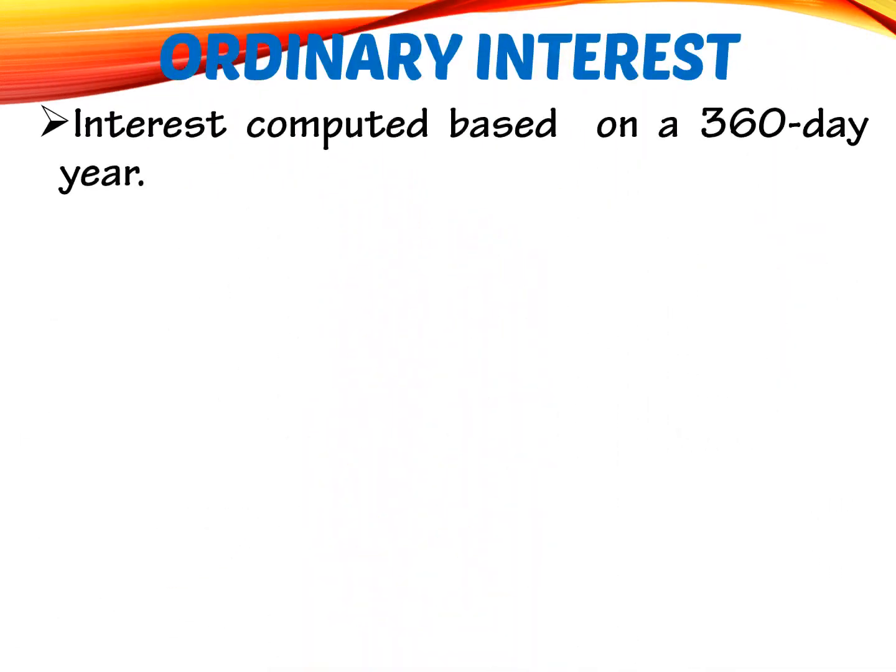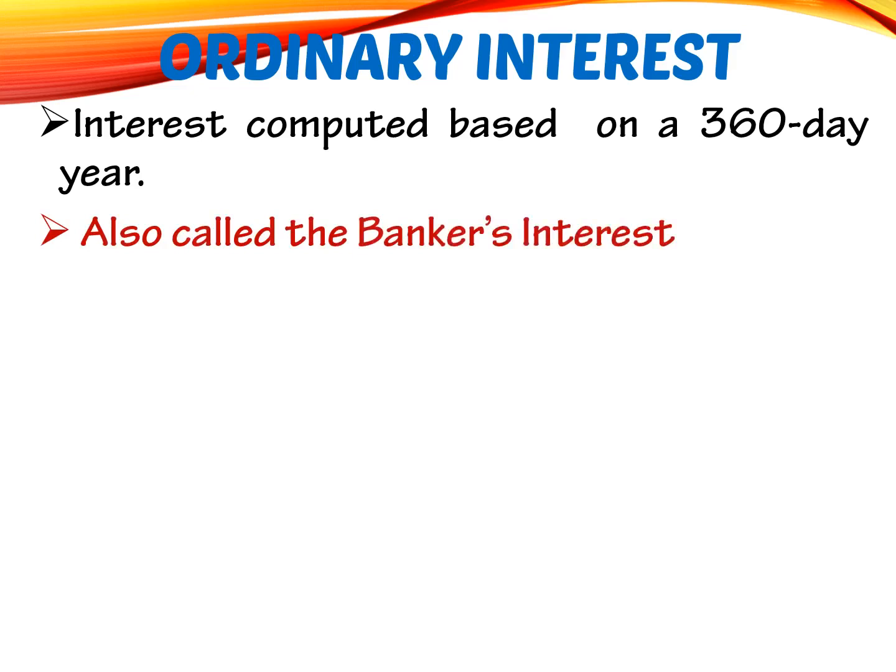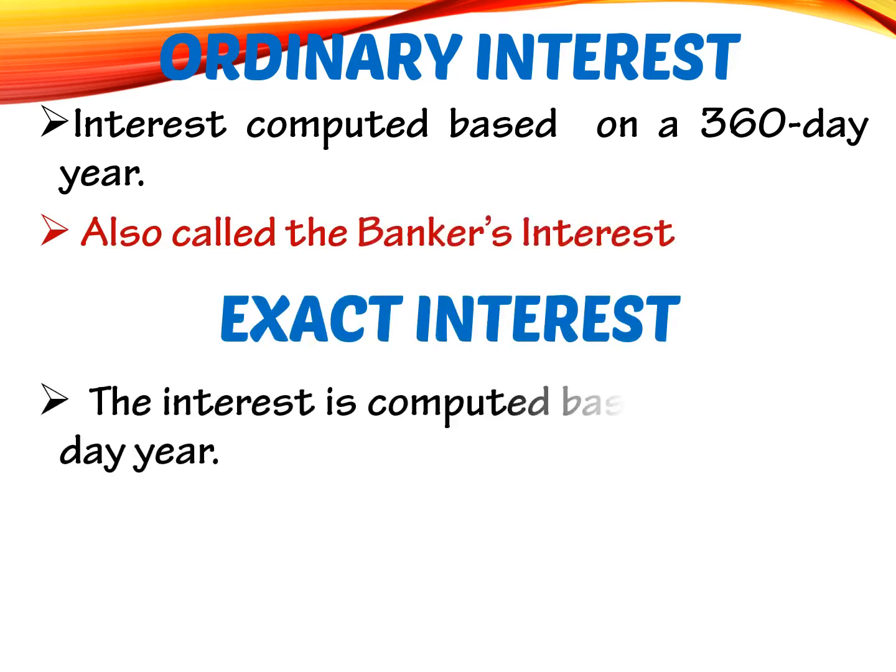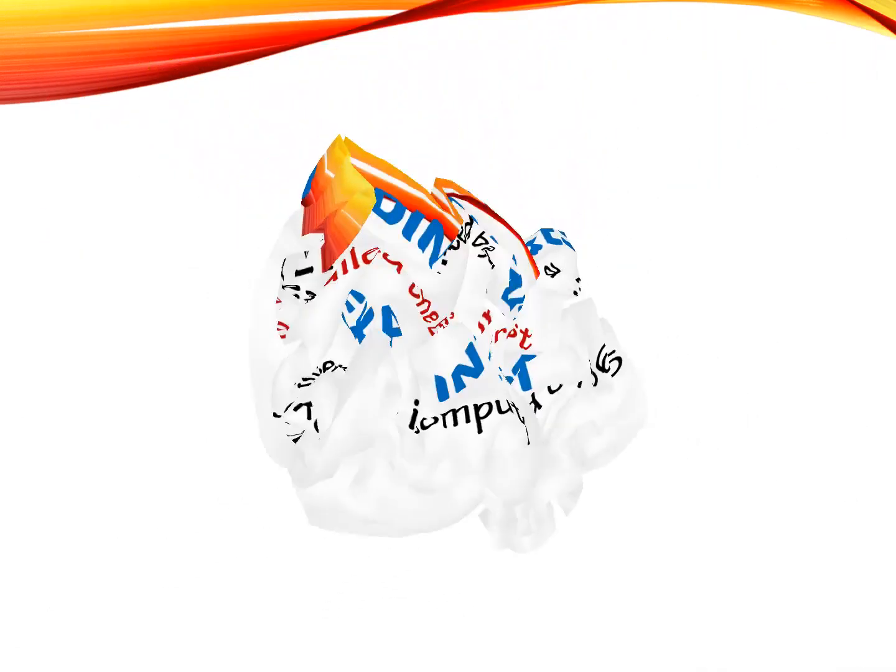Okay, this time let's have the ordinary interest. It is an interest computed based on a 360-day year and is also called the banker's interest. While an exact interest is an interest that is computed based on a 365-day year. So this time let's have the ordinary interest and the exact interest. Here we have to consider the exact time and the ordinary time.